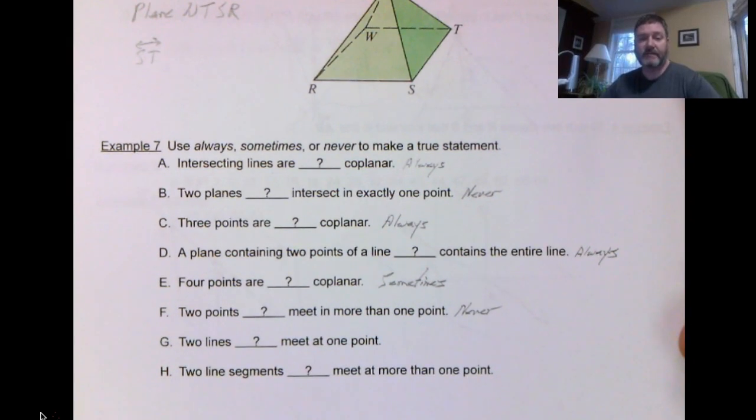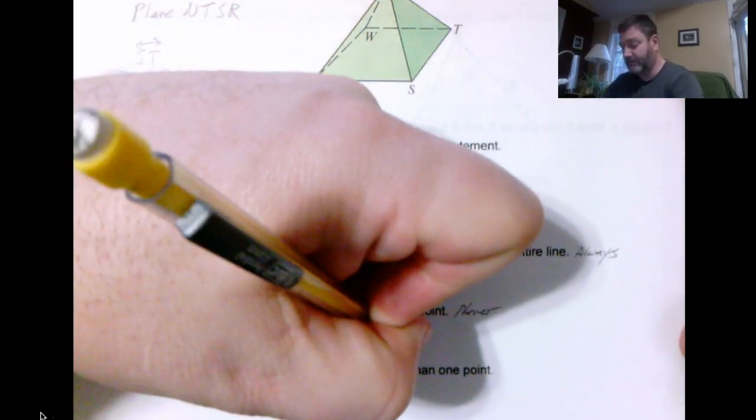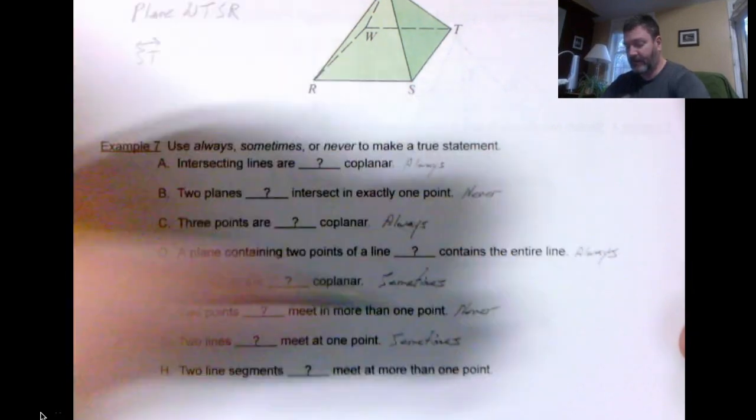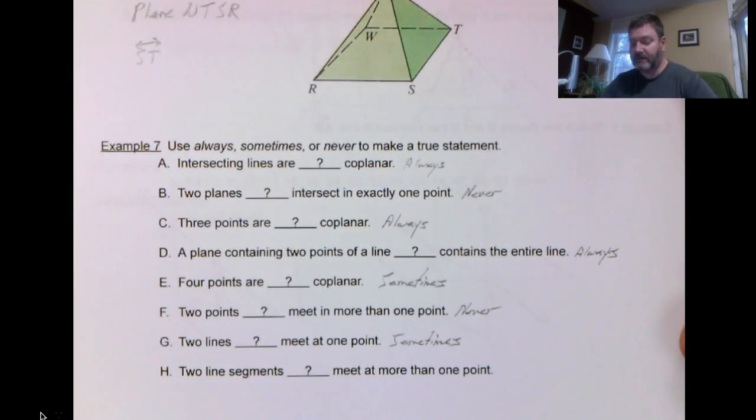Two lines always, sometimes, or never meet at one point. The answer here is sometimes. Now you might think that the answer is always. Well, what if they never meet? If we have parallel lines, or you're going to learn what skew lines are in the future, they never meet, so their intersection is zero points.